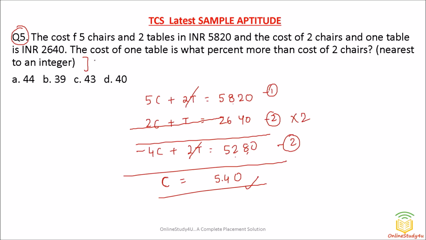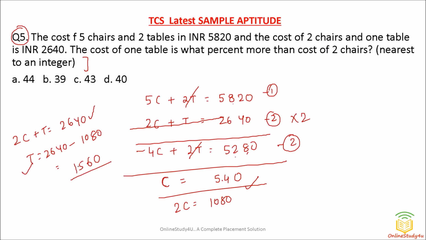Now, what they're telling, first we will have to calculate the price of the table also. So 2C plus T equals 2640, equation 2. 2C will be equal to what? 2 fives are 10, so 1080. So the table price will be 2640 minus 1080. 0, 14 minus 8 is 6, and this will become 25 minus 10, which is 15.